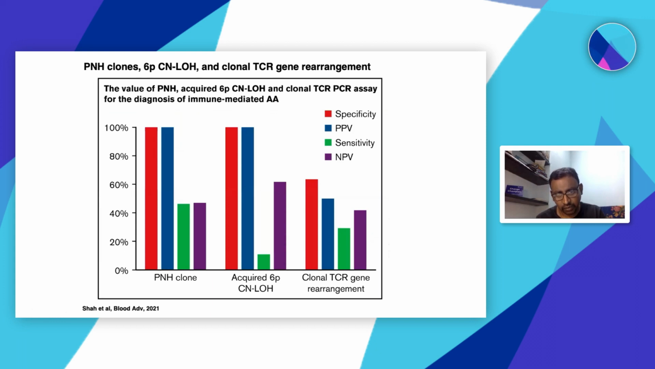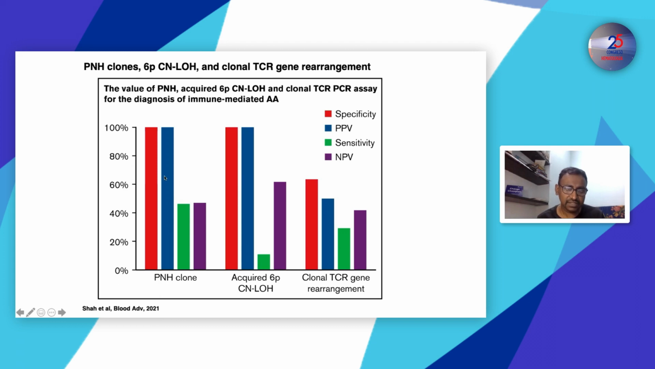countries where you would not be able to significantly look at an expanded spectrum of inherited gene defect. So this group from Dario Babishuk looked at three simple things: looking at the PNH clone, acquired 6p loss of heterozygosity, or clonal TCR rearrangement, to see whether we can delineate between an immune-mediated aplastic anemia versus a germline bone marrow failure.